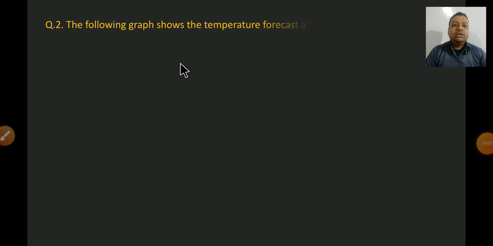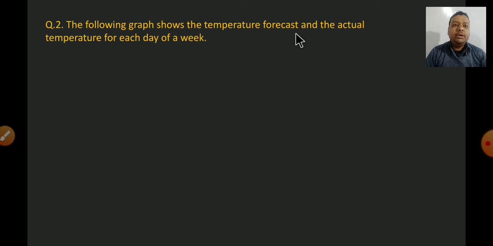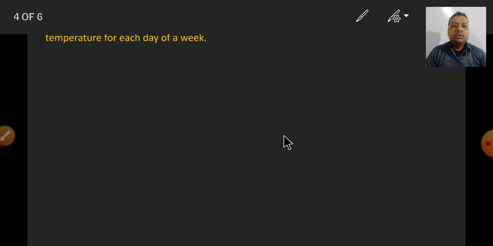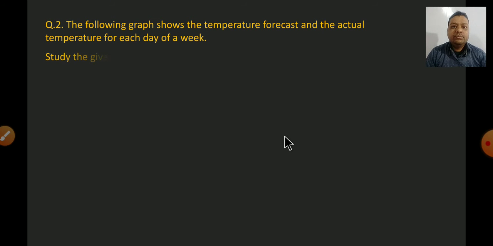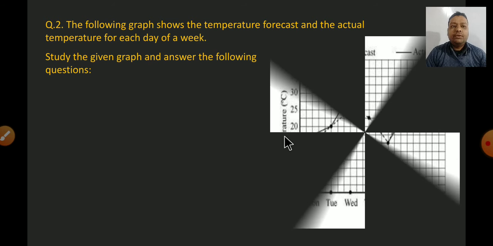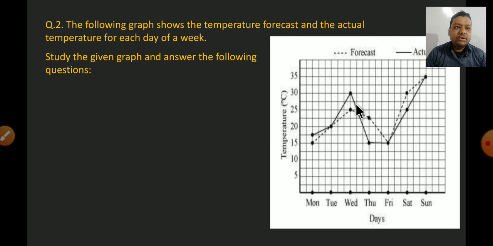Now the next question: the following graph shows the temperature forecast and the actual temperature for each day of a week. We have to study the graph and answer some questions. This is the double graph. The forecast temperature is shown by the imaginary line and the actual temperature is shown by the real line. Days of the week are on the x-axis and temperature is on the y-axis.